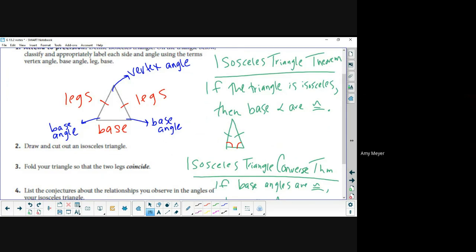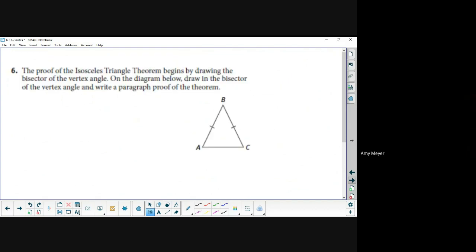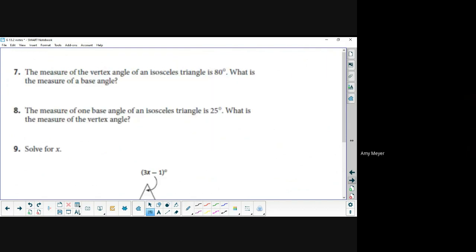All right, let's do some practice problems, starting with number 7. We're going to want to draw a picture. It says, number 7, the measure of the vertex angle of an isosceles triangle is 80 degrees. What is the measure of a base angle? Okay, so let's just start with the triangle. We're going to label everything we know. The vertex angle of an isosceles triangle is 80.